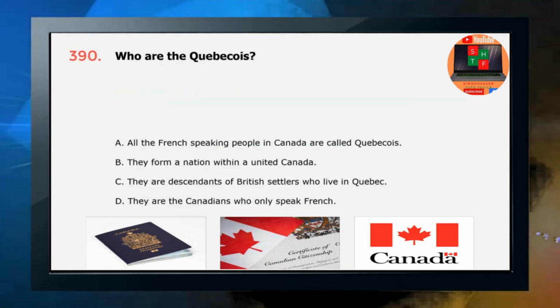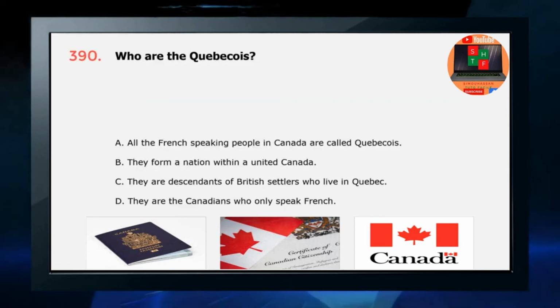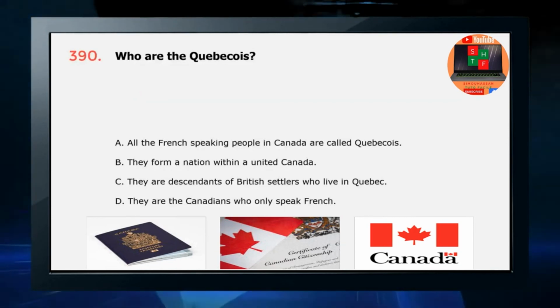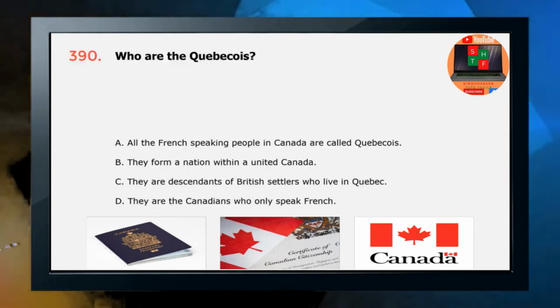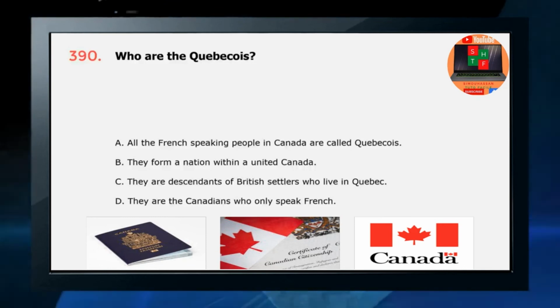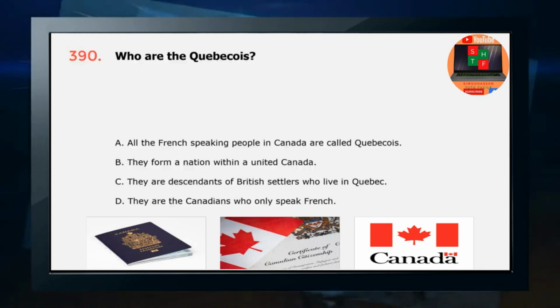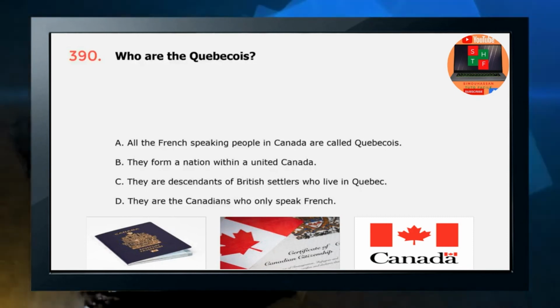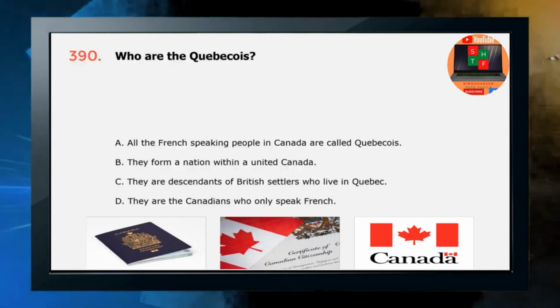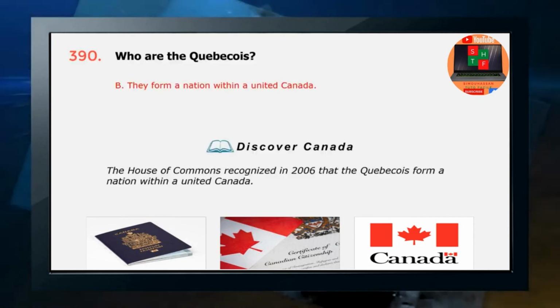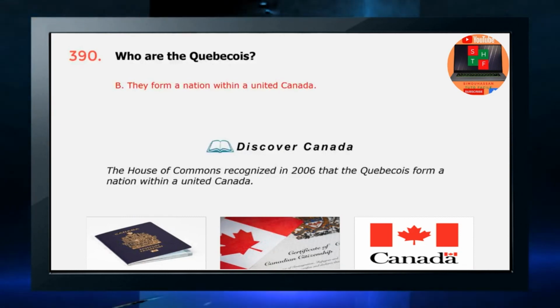Question 390. Who are the Québécois? A. All the French-speaking people in Canada are called Québécois. B. They form a nation within a united Canada. C. They are descendants of British settlers who live in Quebec. D. They are the Canadians who only speak French. The answer is B. They form a nation within a united Canada.